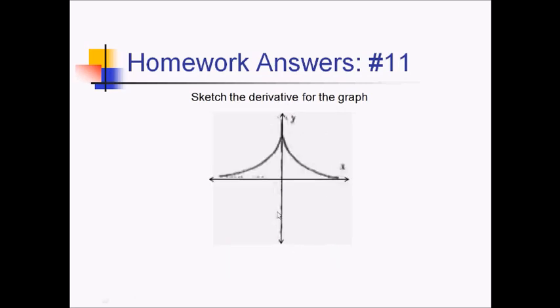For number 11, we're sketching the derivative of this graph. We've got a cusp here on the y-axis, so that's going to give us a vertical asymptote for our derivative because we're getting infinitely steep at that cusp.